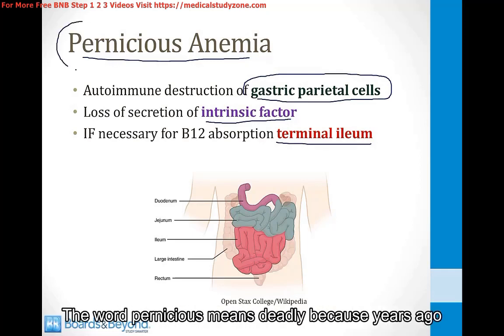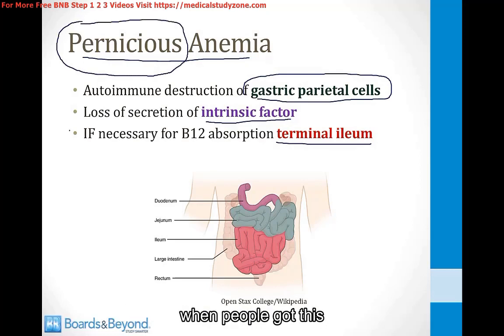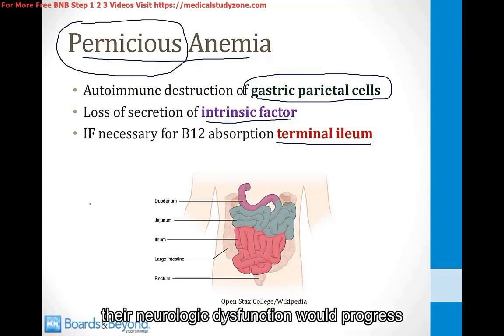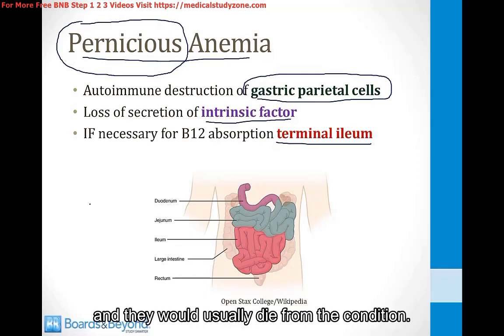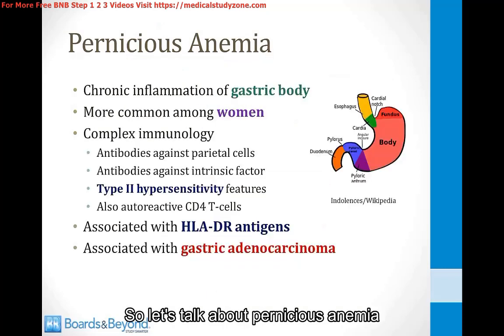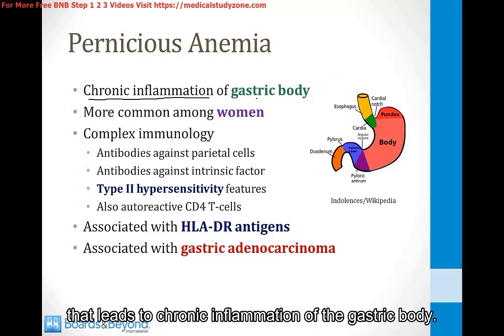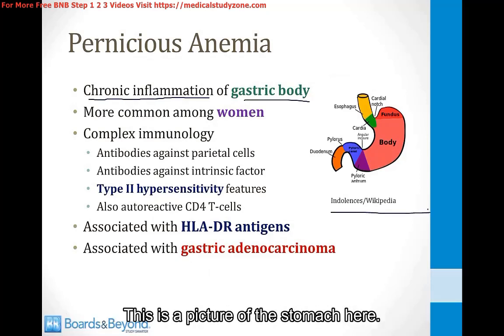The word pernicious means deadly because years ago when people got this, their neurologic dysfunction would progress and they would usually die from the condition. So let's talk about pernicious anemia in a little more detail. This is an autoimmune disease that leads to chronic inflammation of the gastric body. This is a picture of the stomach here.